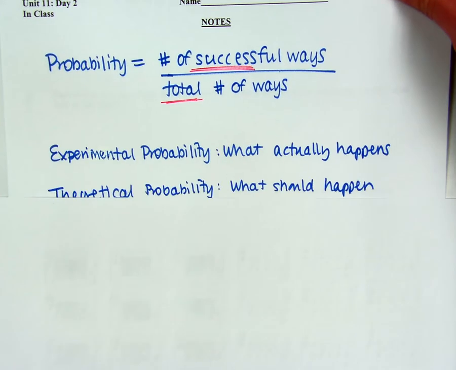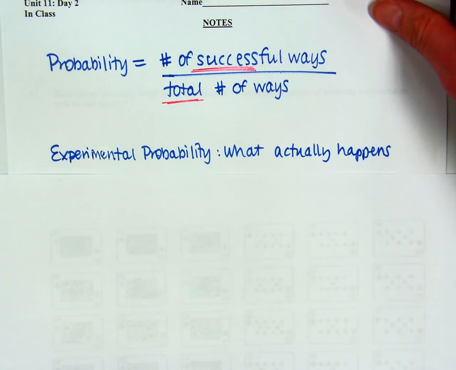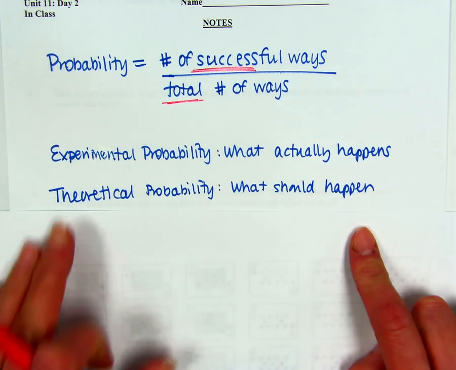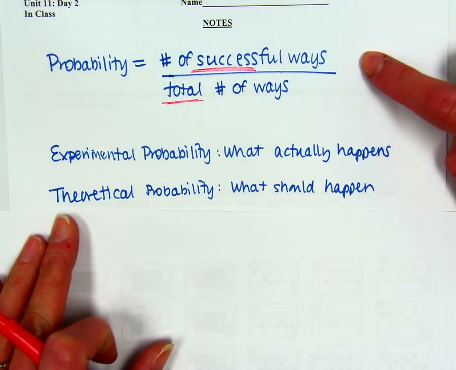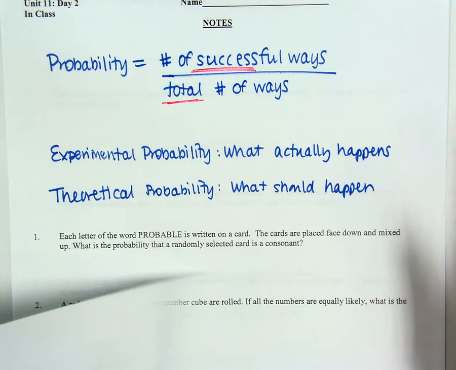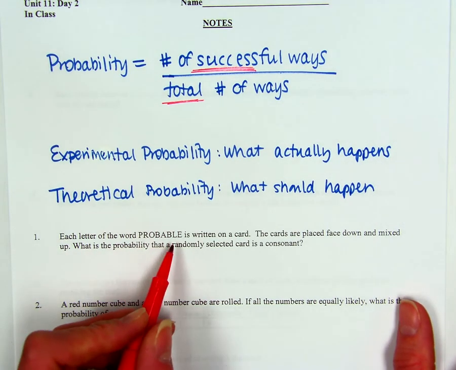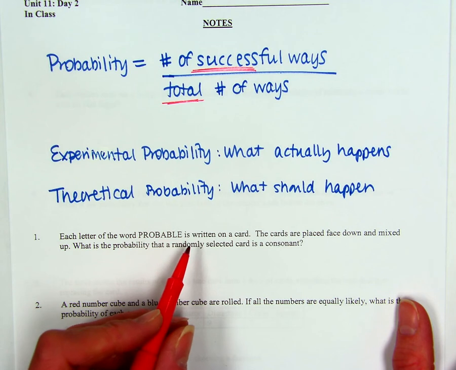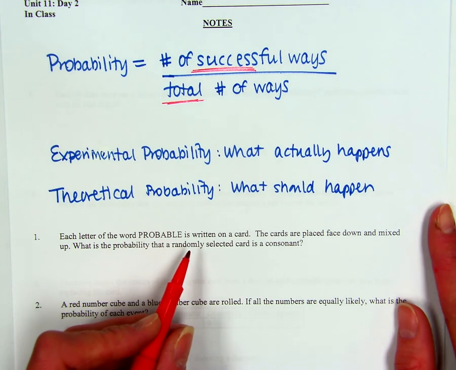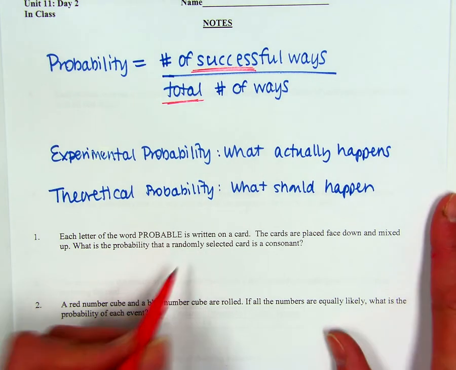Experimental probability is what actually happens, and theoretical probability is what should happen. So this is theoretical probability. Okay? So in the first problem it says each letter of the word probable is written on a card. The cards are placed face down and are mixed up. What's the probability that a randomly selected card is a consonant?